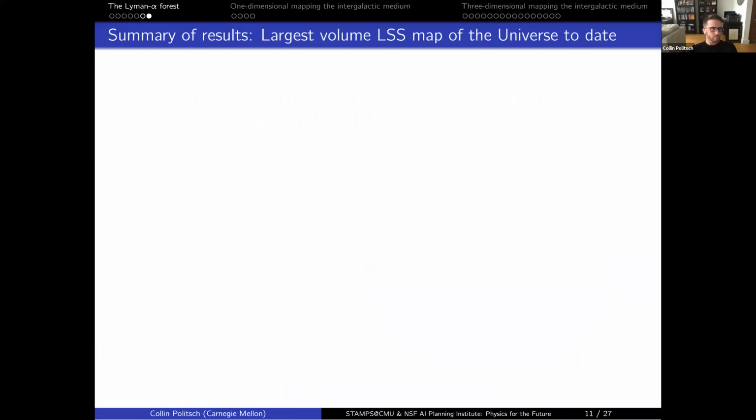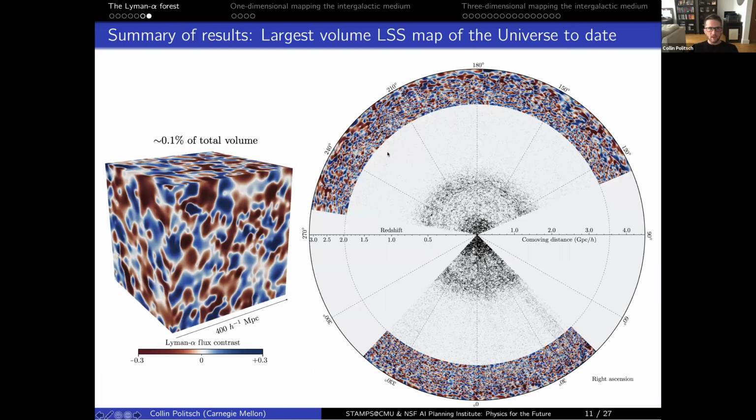Okay, now that's the summary of the work, summary of the results up front is that here we have the largest volume, large scale structure map of the universe to date. And I'll get to what exactly I mean by the largest volume, large scale structure map. I need to define that. But what we're seeing on the left is approximately 1/1000th of the volume of the intergalactic medium map that we've created. Lyman alpha flux contrast is our pseudo observable variable here.